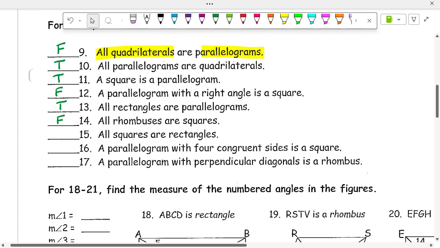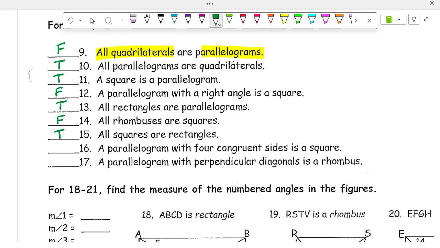15. All squares are rectangles. So a square will always be considered a rectangle. Think about it. Raise. That is 100% true. A rectangle is the father of a square. Because a square is a shape with 90-degree angles. A rectangle is a shape with 90-degree angles. The only thing that separates a square from a rectangle is a square has all congruent sides. But as long as it has those 90-degree angles, a square is a rectangle.